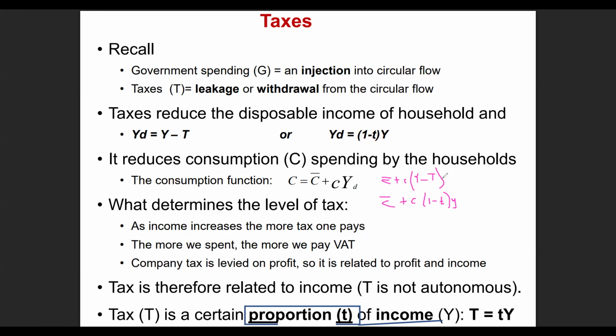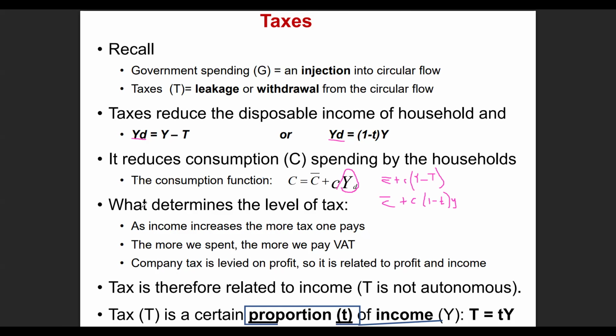Because remember, your disposable income you can calculate by saying Y minus T to get your YD. You can also say 1 minus t times y to get your YD. So we can replace this by Y minus T or 1 minus t times Y, right? So we have to know these formulas to calculate your disposable income.